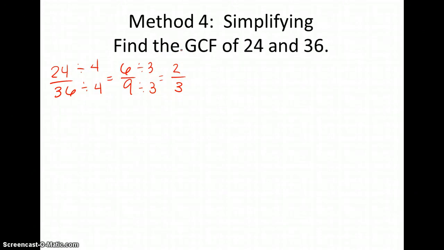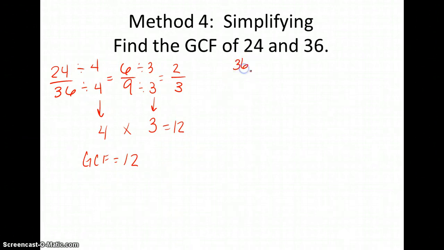Then I go back and look at my work, and I see what numbers I used to divide my ratio. I used a 4 and a 3. If I multiply those two, I get 12. So the greatest common factor of 24 and 36 is 12. And it doesn't matter if I put the 36 on top or the 24. It also doesn't matter which numbers I choose or which factors I choose to divide both, as long as it's common.